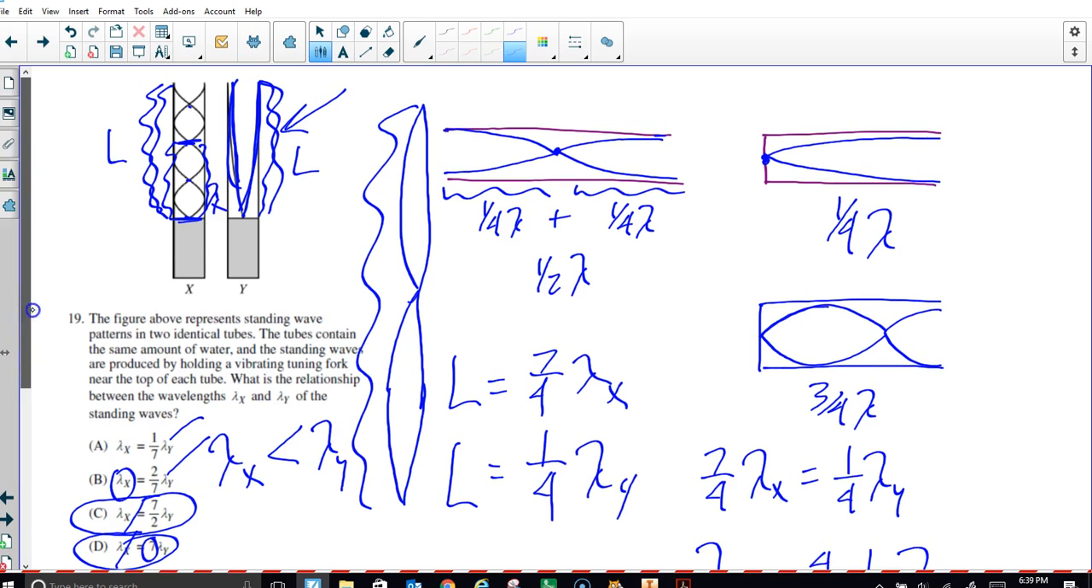So recognize this as 1/4 of a wavelength. Right? That's this part of a wavelength. And that's 1/4, and this is the other quarter. Remember, this section's half, and then there's the whole thing.